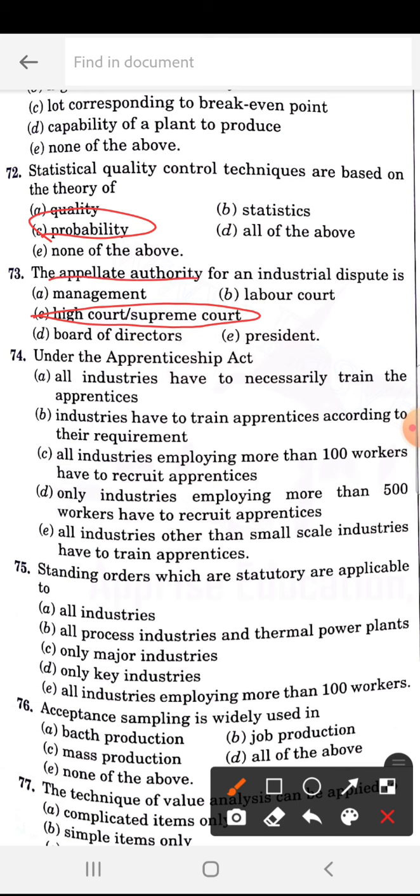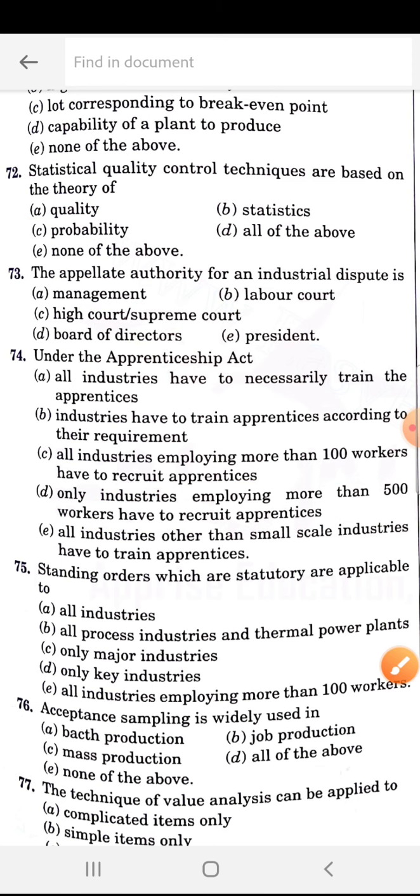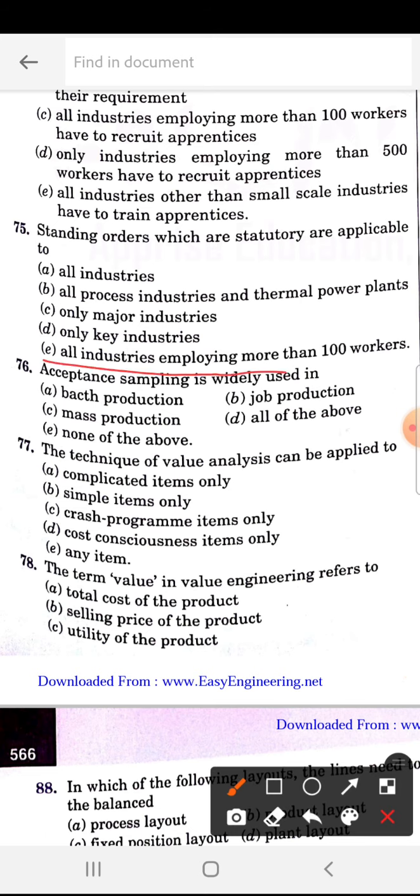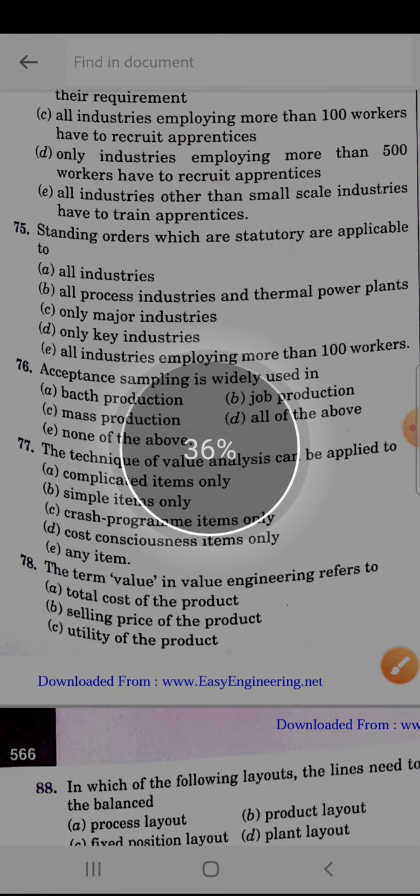Under the Apprenticeship Act, 74 is D. Only industries employing more than 500 workers have to recruit apprentices. Standing orders which are statutory are applicable to, 75 is E, all industries employing more than 100 workers. Standing orders means industrial policy orders that will be applied to those industries.